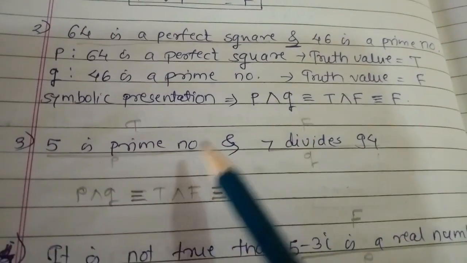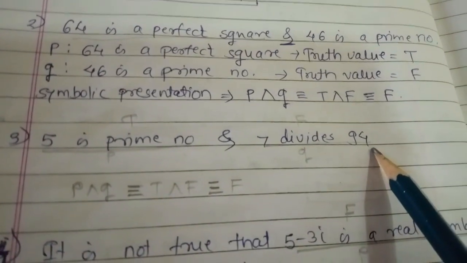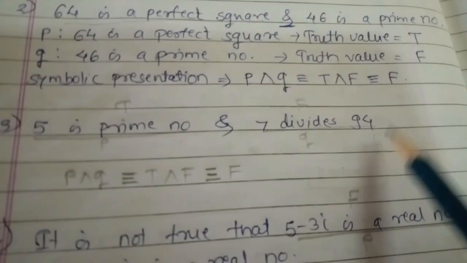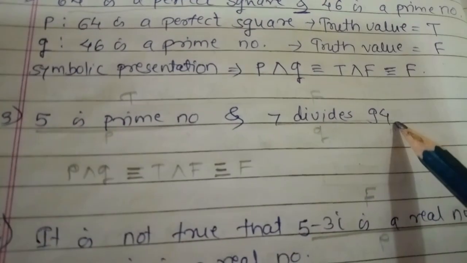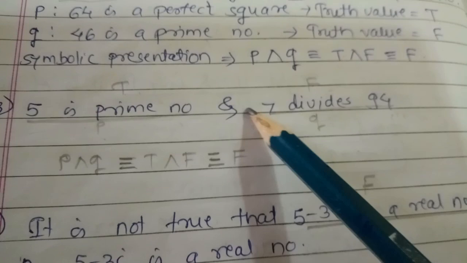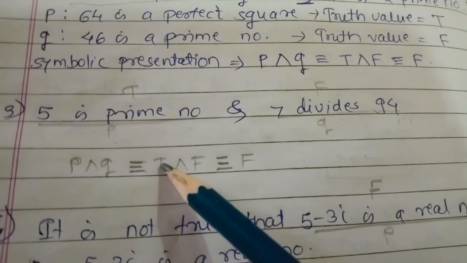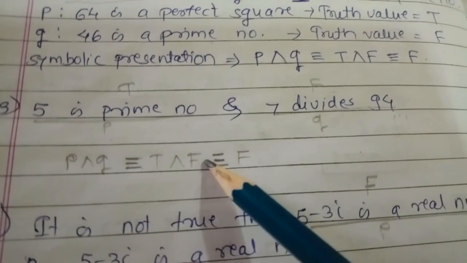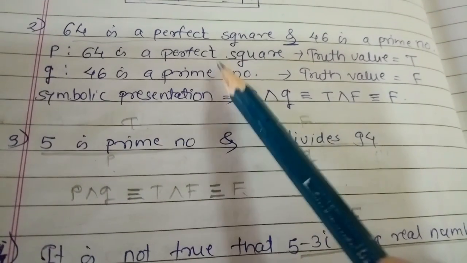So the third example is 5 is a prime number and 7 divides 94. Now see, this is P and this is Q. You know that P, 5 is a prime number, so it's true, and 7 divides 94, it's false. So how to write the answer? Since there is an AND in between these two, so P conjunction Q, which is equal to, the truth value is T and this one is F, so T conjunction F, which is equal to F. But in exam you have to write down like this method.